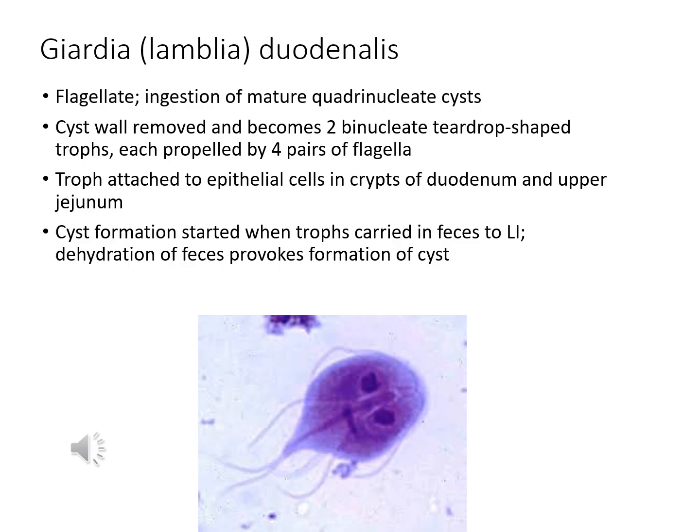So if you kind of look at it, you can see the 2 eyeball-looking things. So you had 2, and now it's combined into 1. The troph attaches to epithelial cells in the duodenum and the upper jejunum. The cyst formation starts when the trophs are carried in the feces to the large intestine, and then we get dehydration of the feces that provokes formation of the cyst.